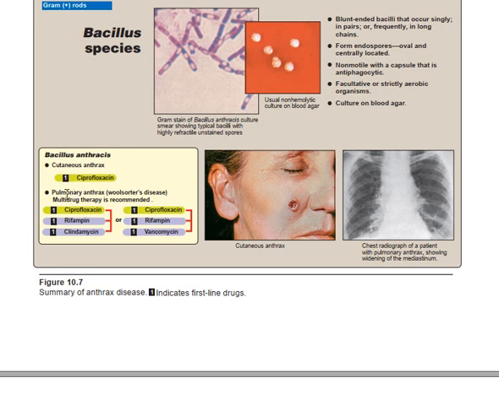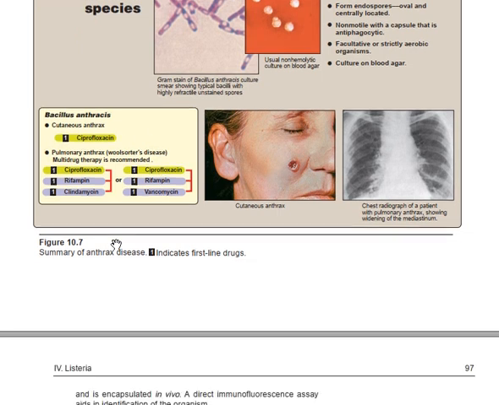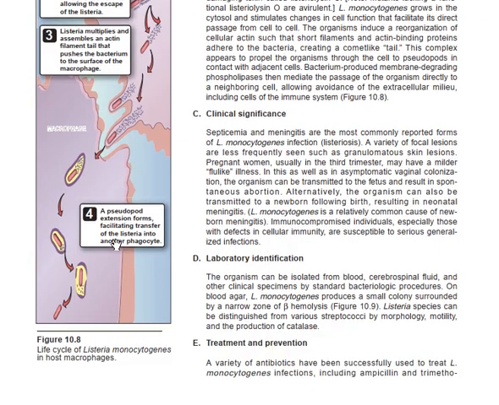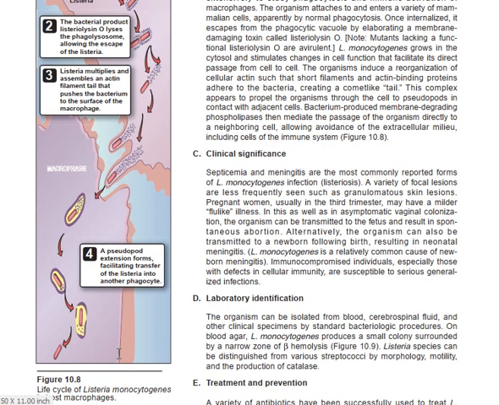Is it clear? For pulmonary anthrax, which is also called Woolsorter's disease, multi-drug therapy is recommended. The first multi-drug therapy recommended in pulmonary anthrax is ciprofloxacin plus rifampicin plus clindamycin. Or we can use a multiple drug therapy of ciprofloxacin, rifampicin, and vancomycin. So this is the drug to use in case of Bacillus anthracis. Now the next disease is Listeria, and the most common species there is Listeria monocytogenes.